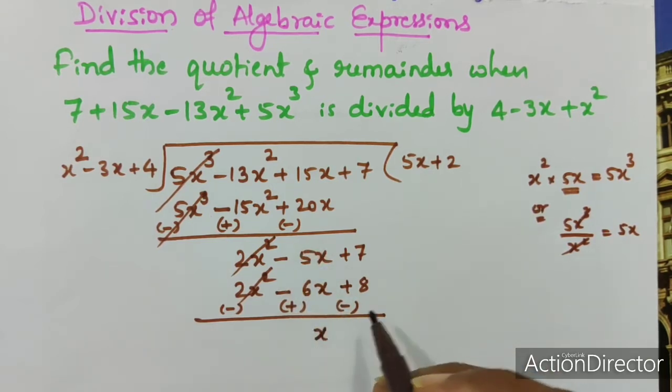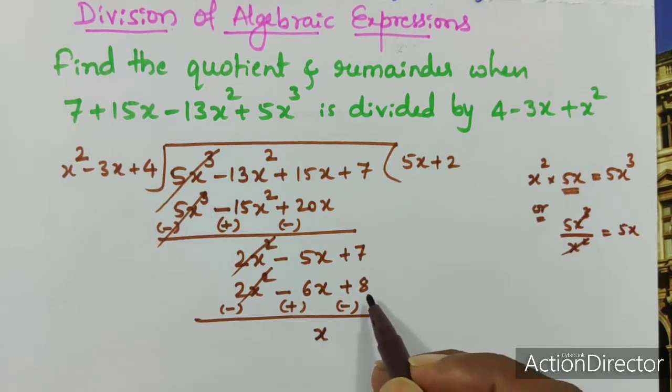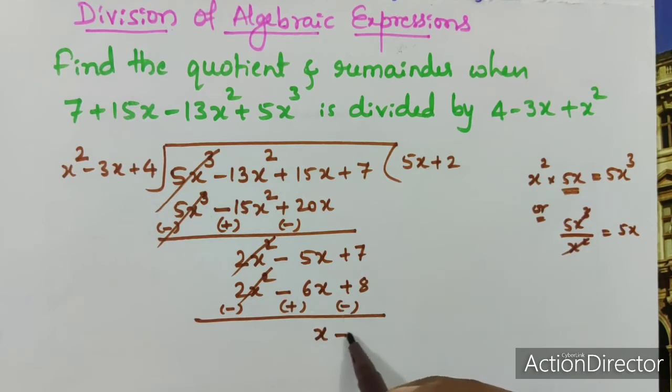I'll just write x. Then you have minus 8 plus 7. The bigger number is 8, whose sign is minus. The difference of 8 and 7 is 1. So this is your remainder.